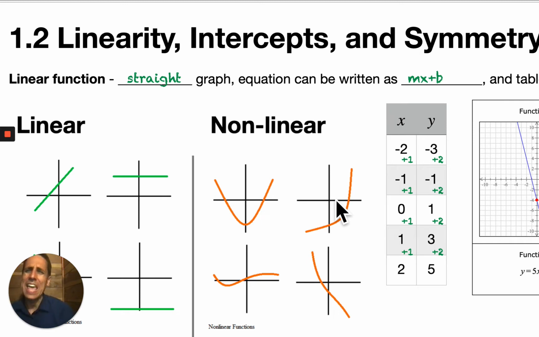Say that with me. Linearity. How does that sound? Right. Linearity, intercepts, and symmetry. So what is a linear function?